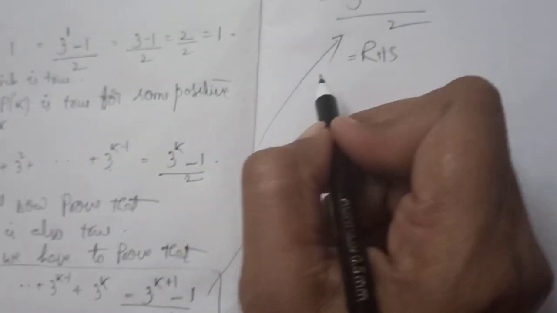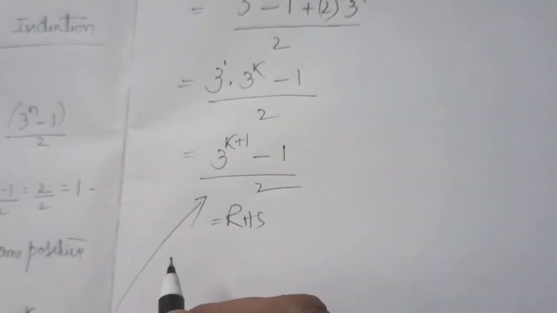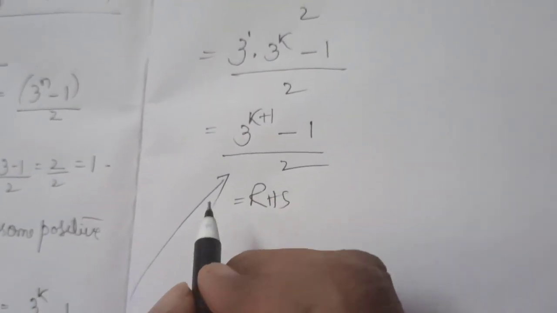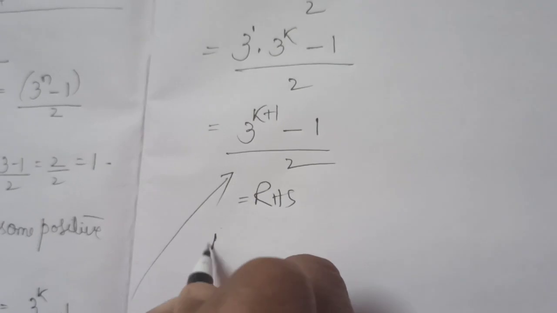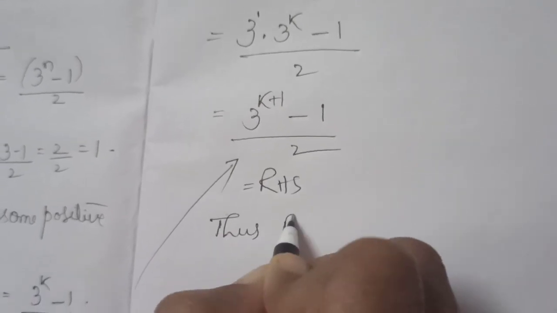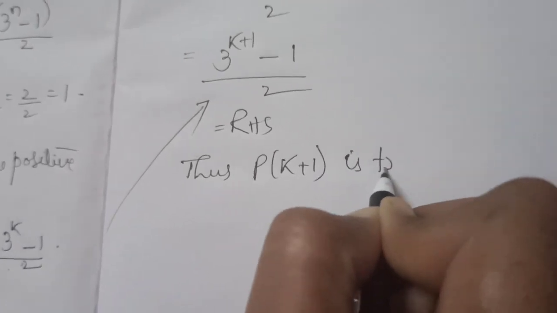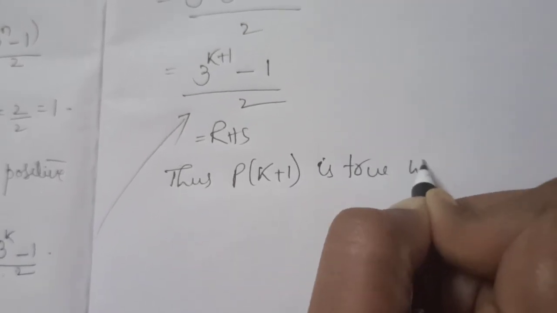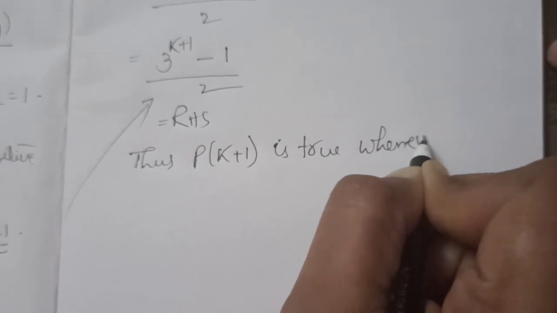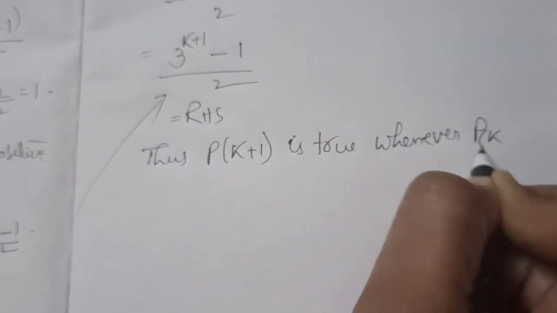So what you can write, hence by the principle of mathematical induction, the statement is true for all n belongs to N. So here thus P(k+1) is true whenever P(k) is true.